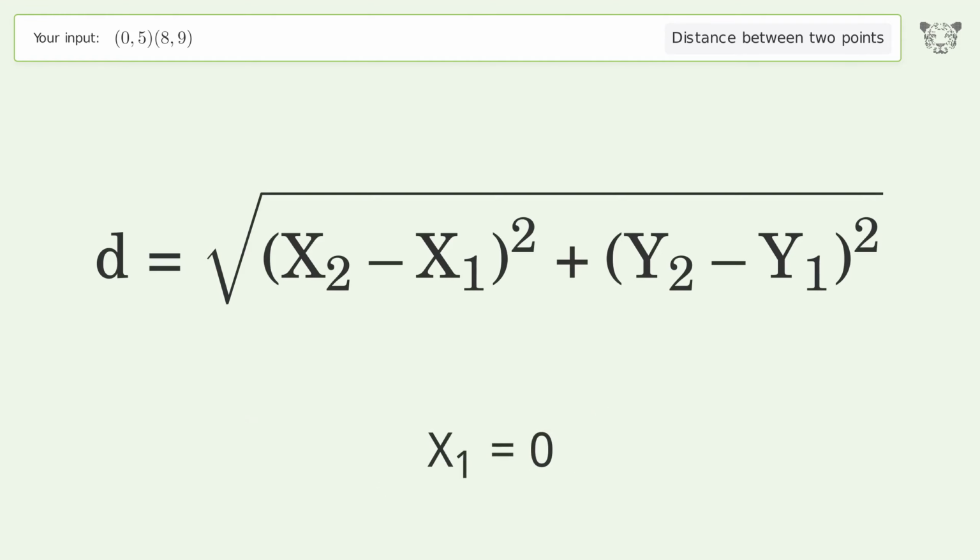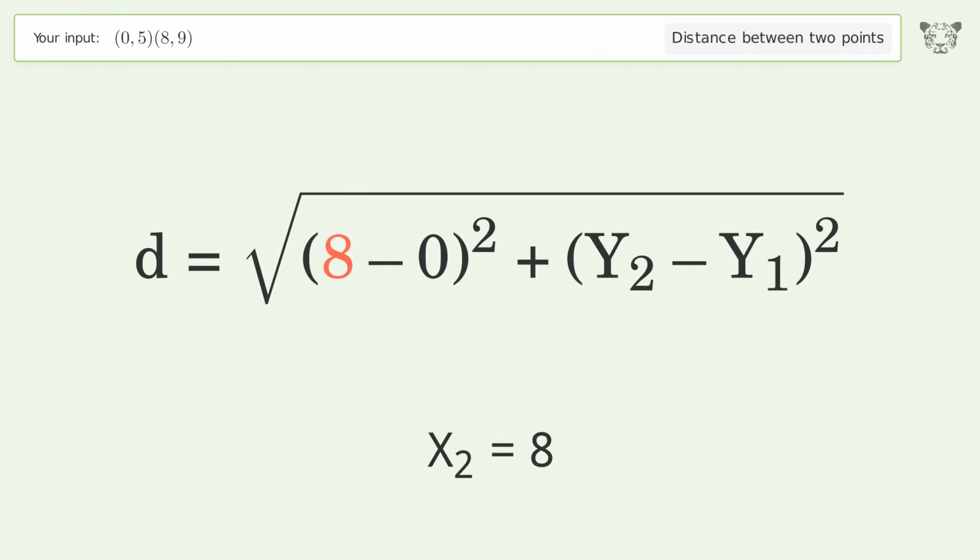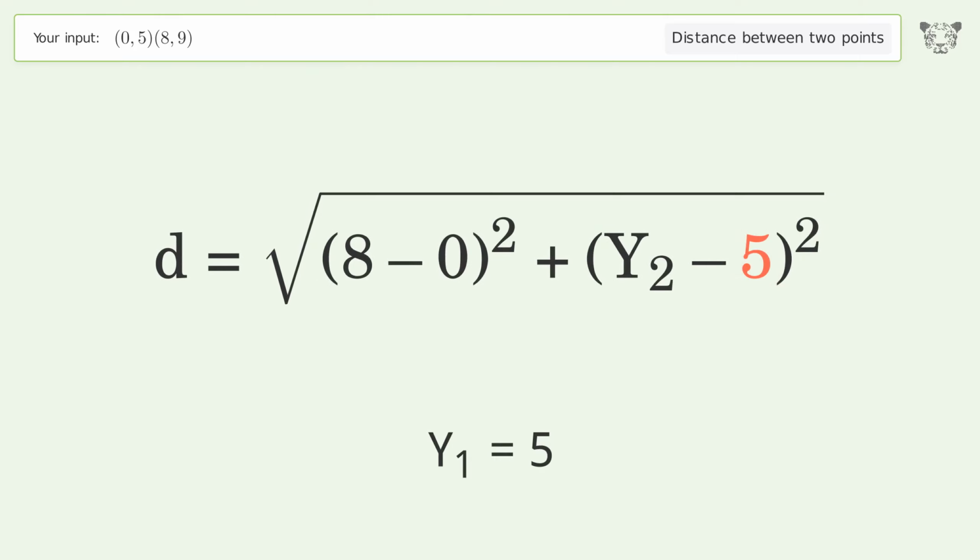x1 equals 0. x2 equals 8. y1 equals 5. y2 equals 9.